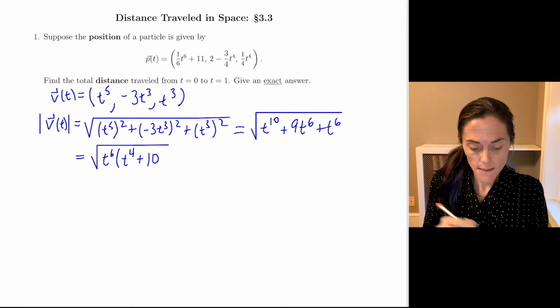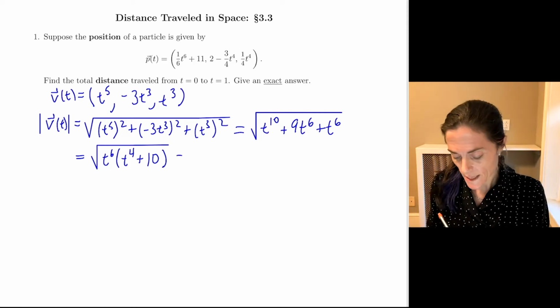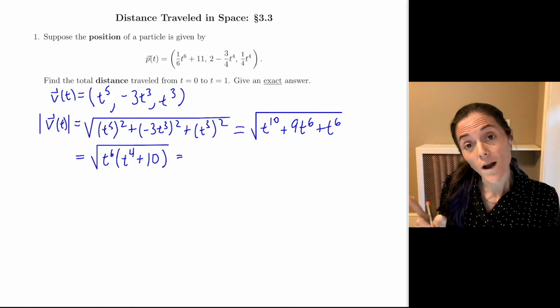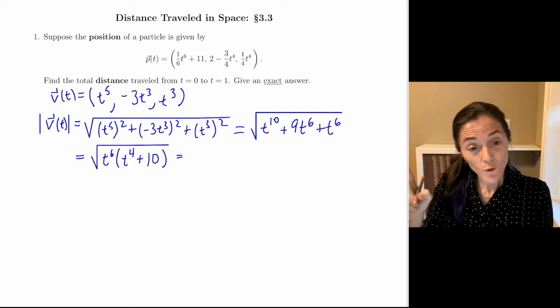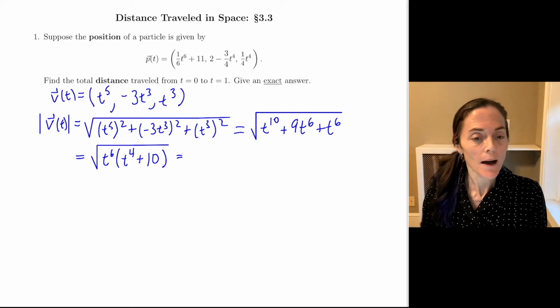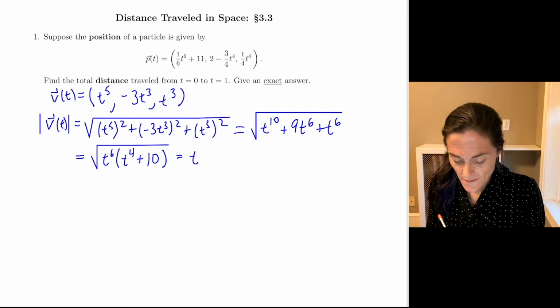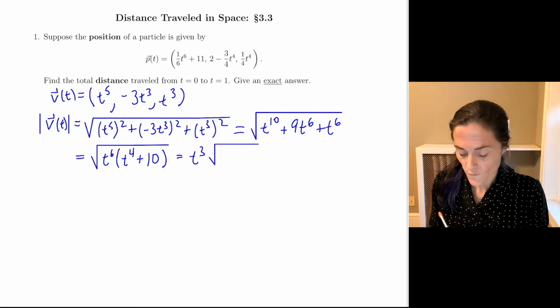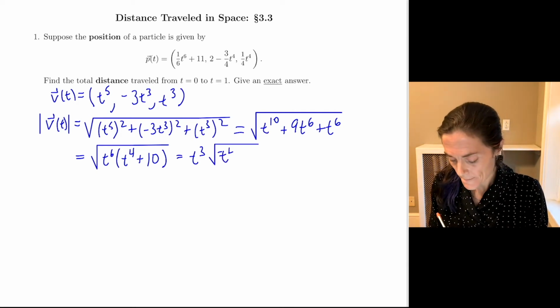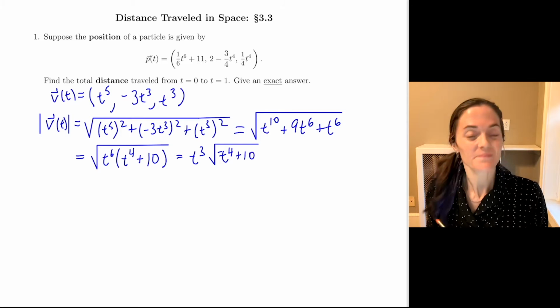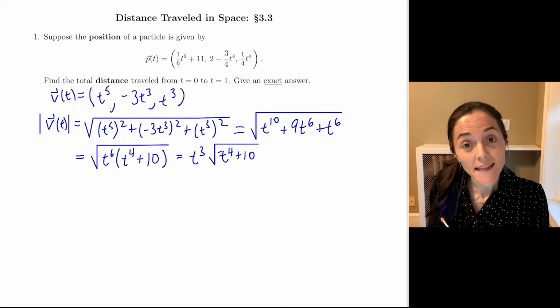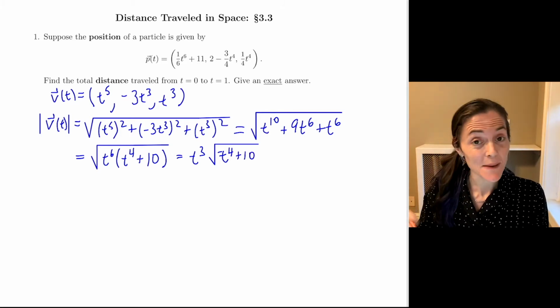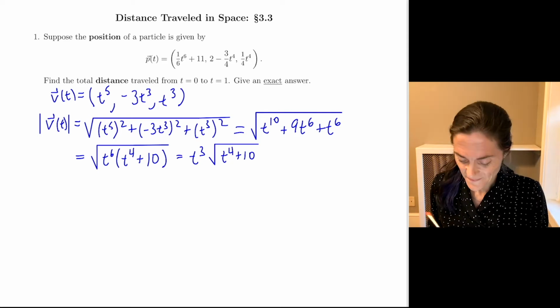The good news is that I can take one more step here. So t ranges from 0 to 1. And so if I take the square root of t to the 6th and t is positive, I just get t cubed. So I have t cubed times the square root of t to the 4th plus 10. This is something I can integrate. So I have simplified this as much as I need to here.